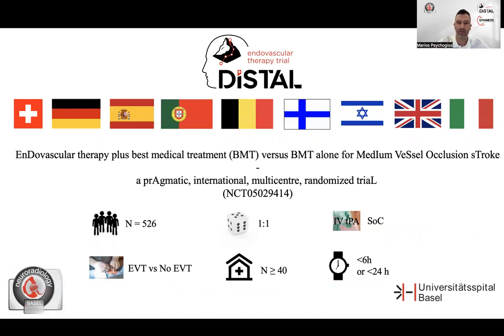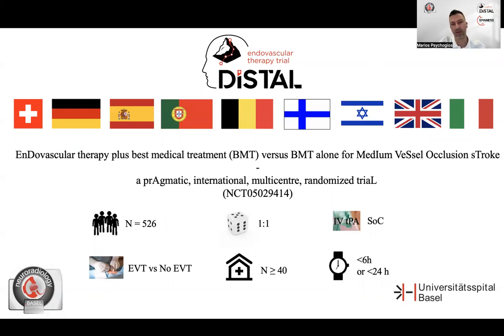etc. Then we randomize for angio with thrombectomy or no angio. So this is what we randomize for. And you can see here we have planned 526 patients, 1-to-1 randomization with a standard of care. And after that, we randomize to EVT or no EVT. We plan over 40 centers in Europe and Canada. And we have patients from 0 to 24 hours in the trial.